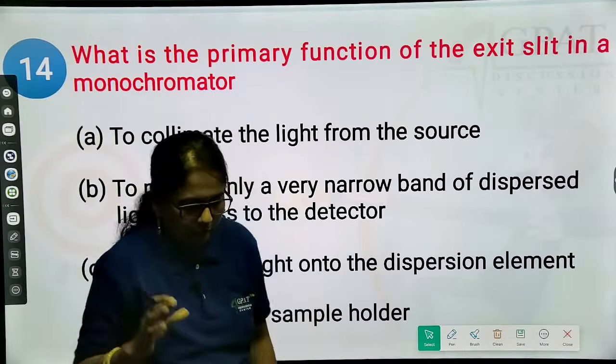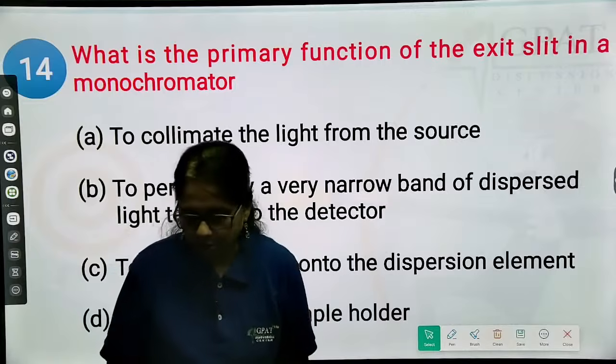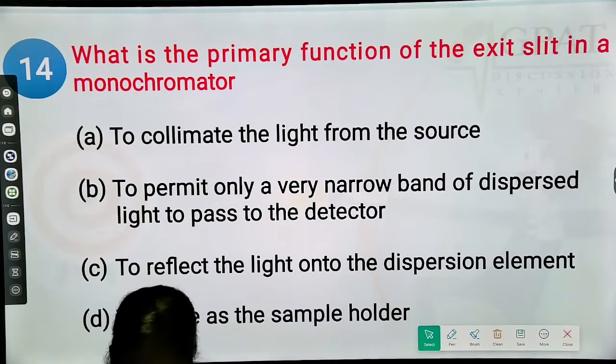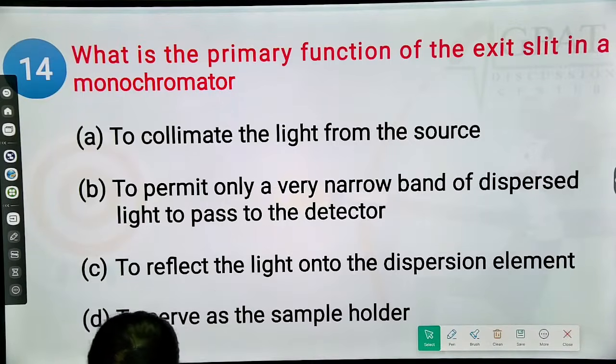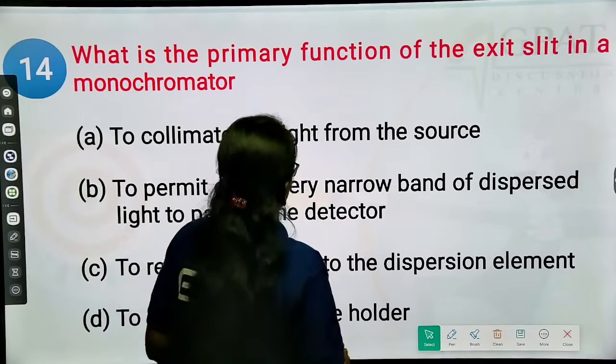Only the selected wavelength is going to be passing through that. Right. So, let me check who has answered the question correctly. Okay, very good. So many have given the right answer. Okay, fine. So let us move to the next question now.